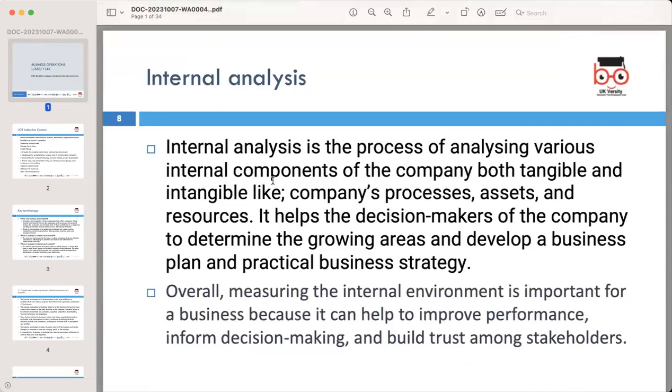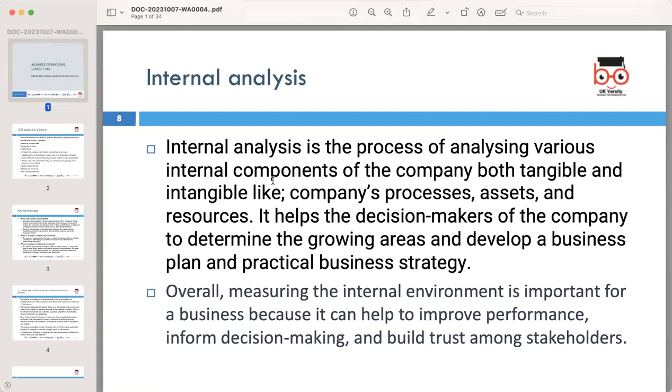Then internal analysis. Internal analysis is the process of analyzing various internal components of the company, both tangible and intangible, like processes, assets, and resources. It helps the decision making of the company to determine growth areas and develop a business plan and practical business strategy. Overall, measuring the internal environment is important for a business because it can help to improve performance, inform decision making, and build trust among stakeholders.